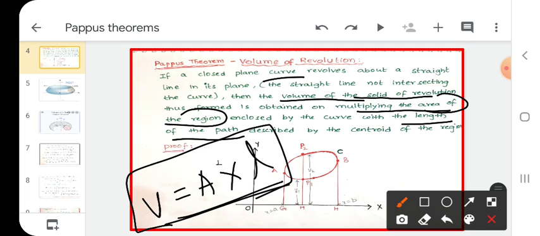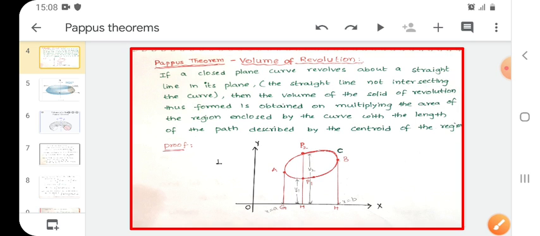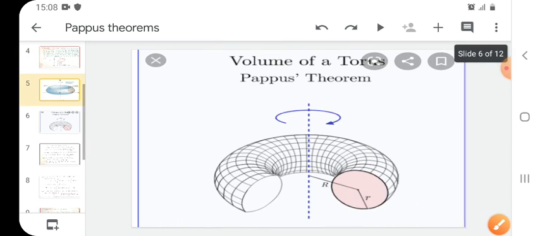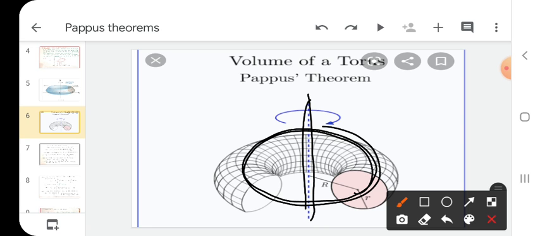Here we take a closed plane curve. It revolves about a straight line, and that curve and straight line are not intersecting. What is the condition here? The straight line is not intersecting the curve, so they are separate. See here, this is the straight line, and the curve revolves about this straight line. The straight line and the curve are not intersecting anywhere.